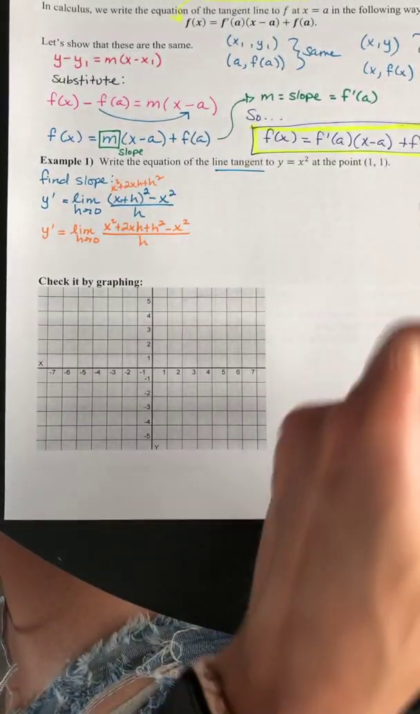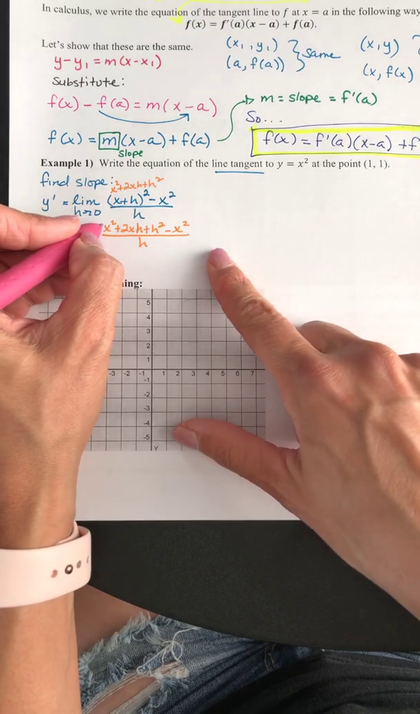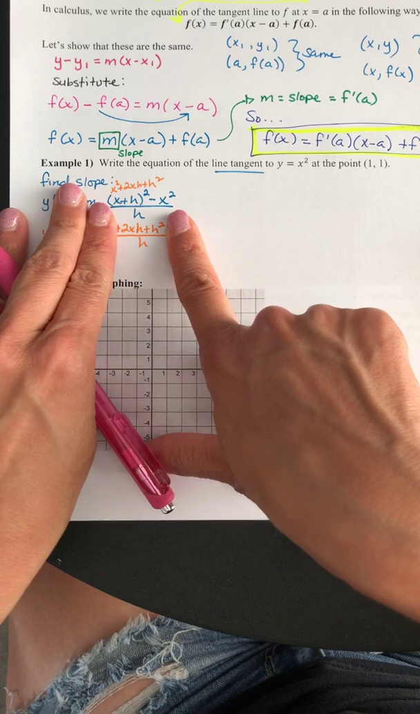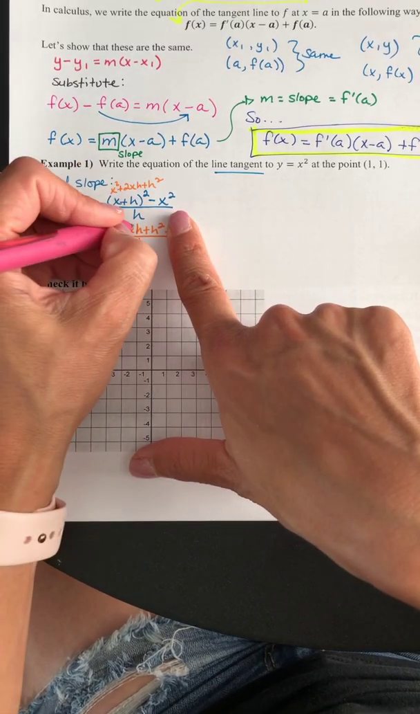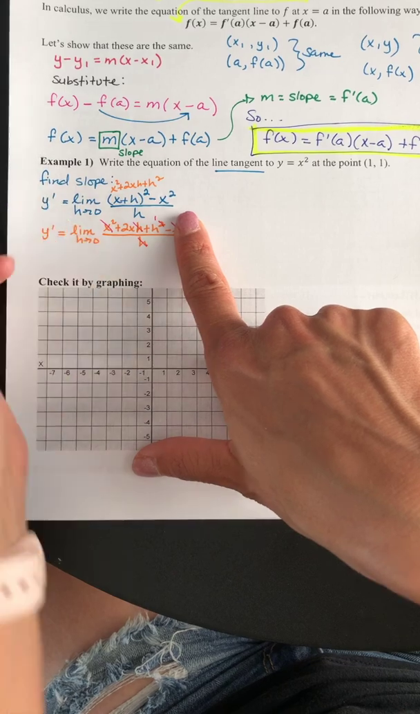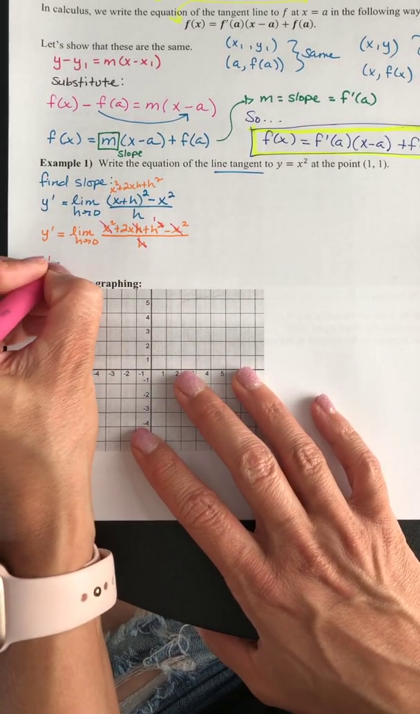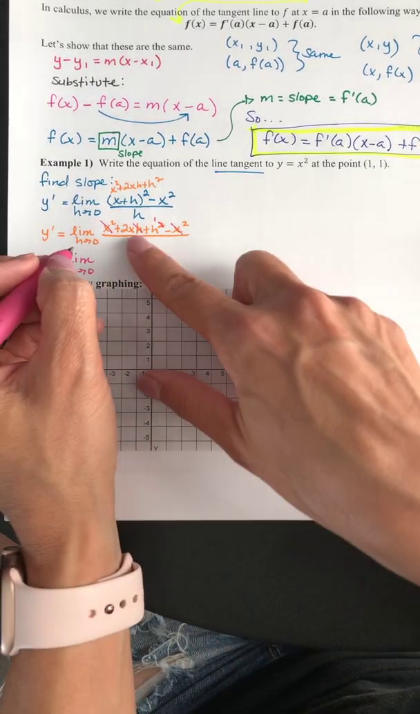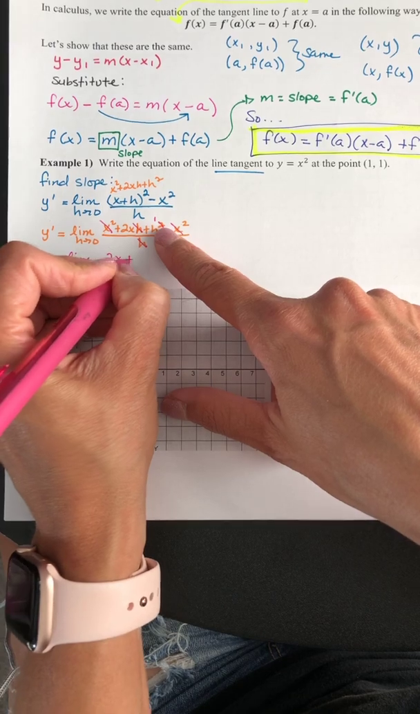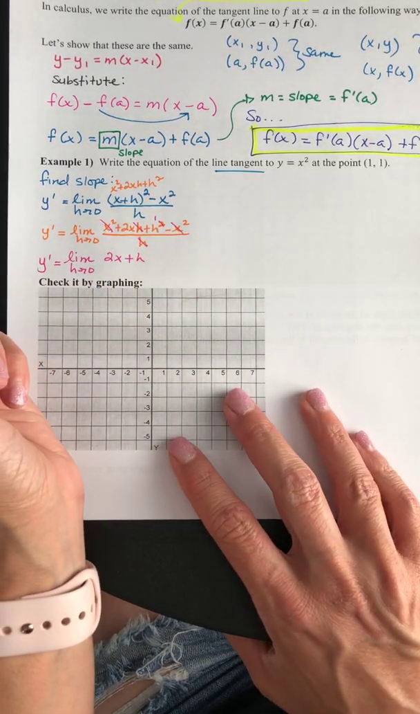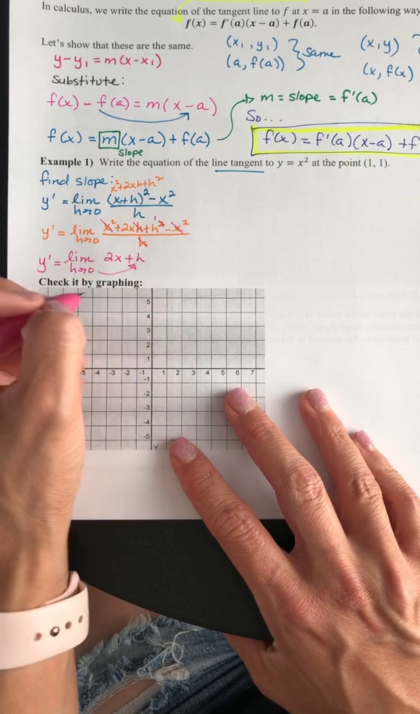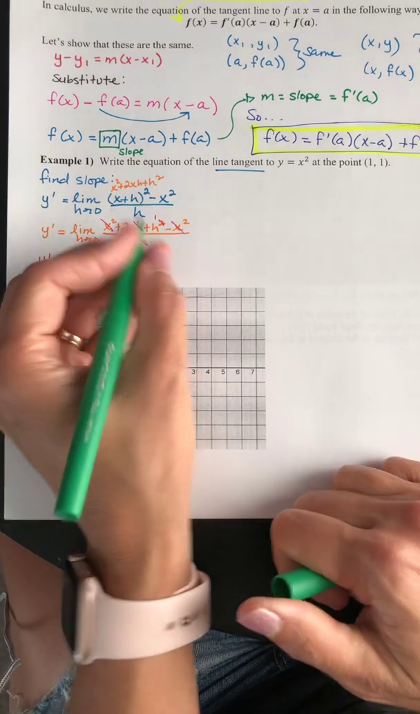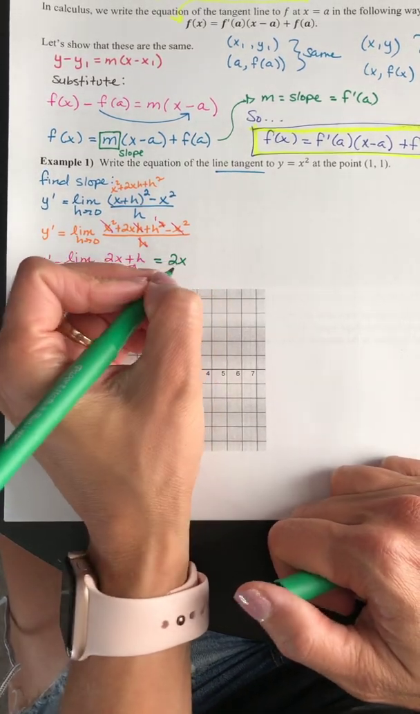Okay, we can get a little cancel happy because these are opposites, so they're gone. And then all we have left is 2xh plus h squared all over h, so we can cancel out an h because remember, it's all or nothing. So we'll get y prime equals the limit as h approaches 0 of 2x plus h. Well, from there, we can plug in the 0 for h. 2x plus 0 is just 2x. So that would be the slope formula.